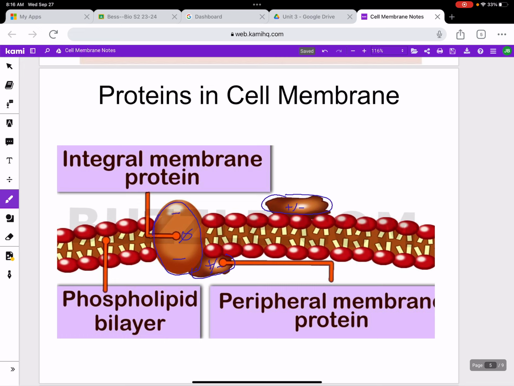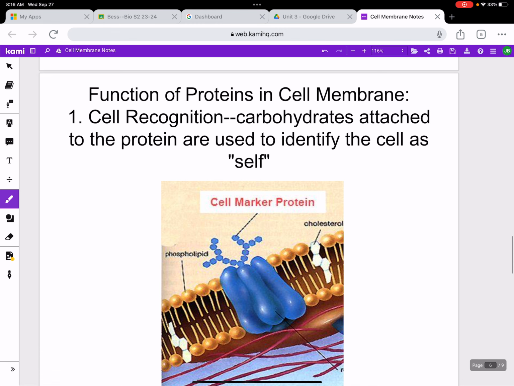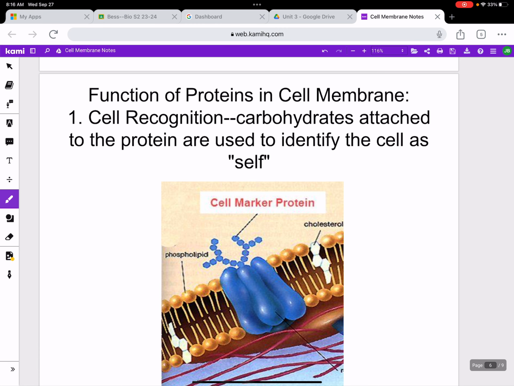We're not going to talk necessarily about how they have different functions, just functions in general. So let's take a look at some functions of these proteins that are found there. Some of the proteins serve for cell recognition.